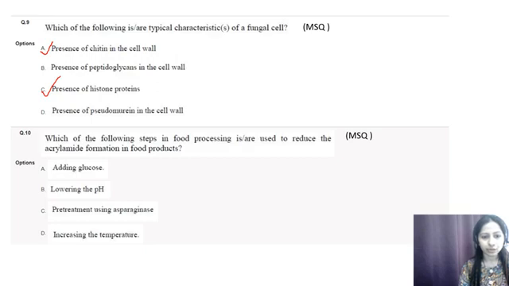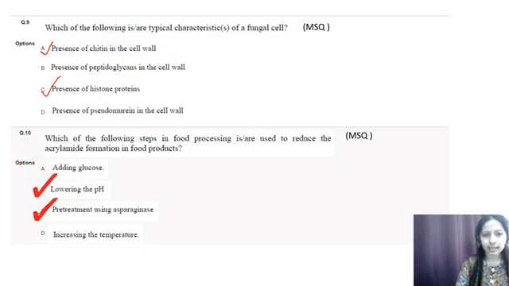Question number 10. Which one of the following steps in food processing is used to reduce the acrylamide formation in food products? Options are adding glucose, lowering the pH, pre-treatment using asparaginase, and increasing the temperature. Over here the correct option will be option number B, that is lowering the pH, and number C, that is pre-treatment using asparaginase.